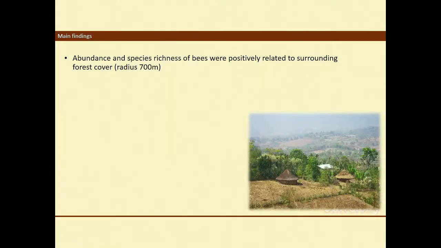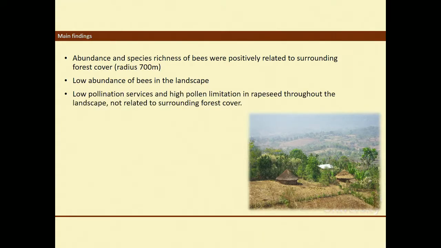So, my main findings were that abundance and species richness of bees were positively related to the surrounding forest cover, but there was very low abundance of bees in the whole landscape. There was low pollination services and very high pollen limitation in rapeseed throughout the landscape, and this was not related to surrounding forest cover.